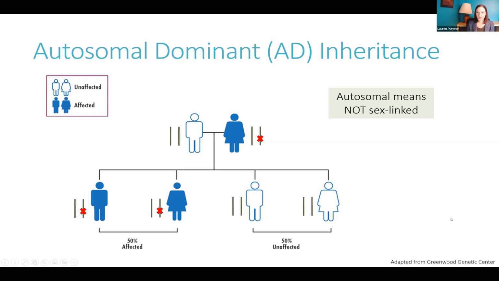And I also put a little note here to myself to make sure that I say that autosomal means not sex-linked. So it doesn't matter what sex or gender the parent is. If they are affected and they have one copy of the gene with a variant, they can pass that variant on to any child. It's a 50-50 chance each time with each pregnancy.